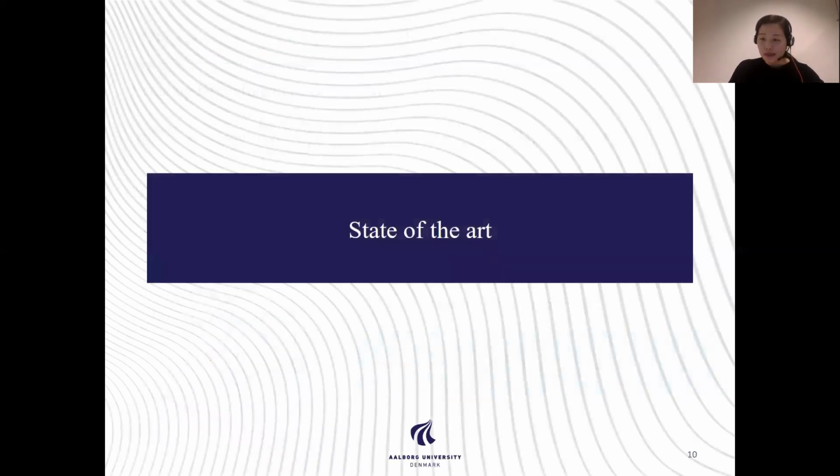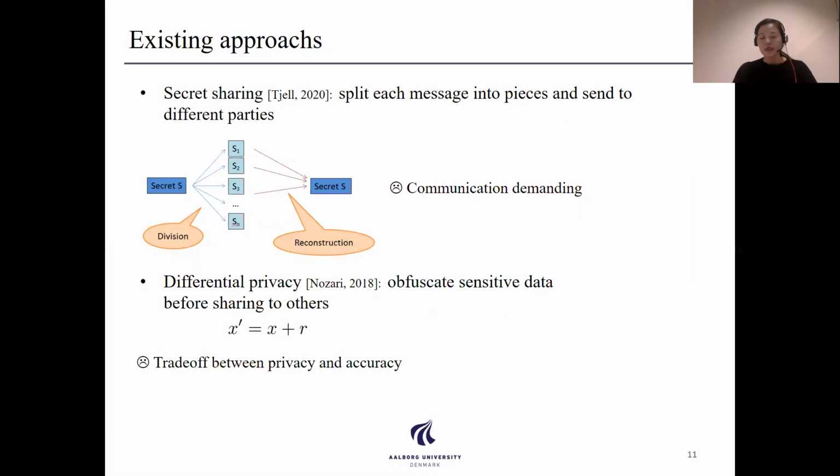Now let's see how the state of the art deals with this problem. The first one is the secure sharing approach. For each piece of sensitive information, it tries to split it into several pieces and then distribute them along the network. This kind of approach is very communication demanding, right?